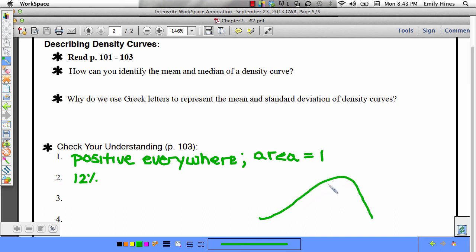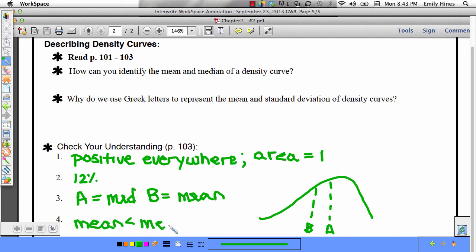So for number 3, if we look at the shape of the density curve, it looks kind of like this. This right here would be A, which is the median. It's my halfway point. And I know that in skewed distributions, my mean gets pulled towards the skew. Okay, and this would be my balance point, so it would be my mean. So that would be somewhere in those vicinities. And number 4, you need to say that the mean is less than the median because it is skewed left. And you should always write all of your answers in complete sentences.